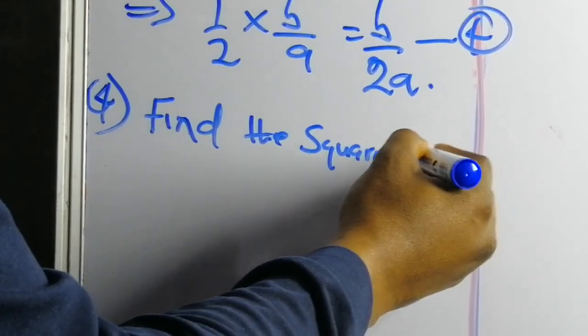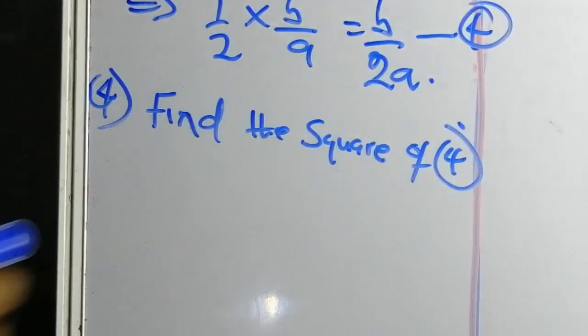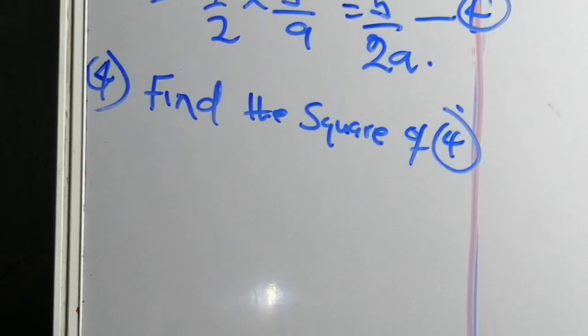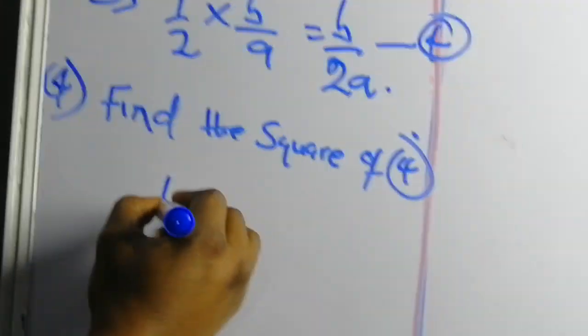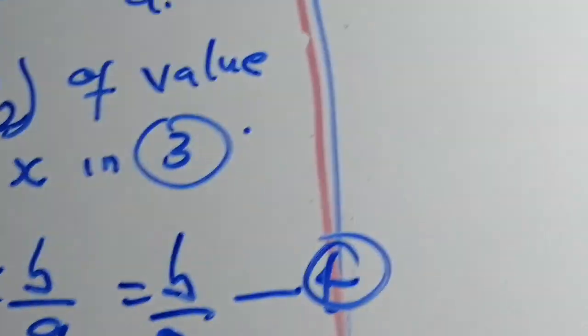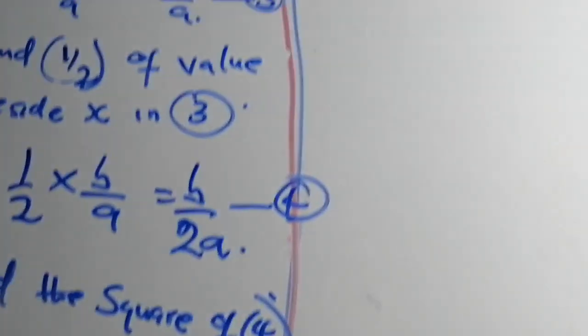Find the square of 4. It's as simple as that. I'm finding the square of 4. So what is 4? B over 2a. The square is what? B over 2a, squared. It's as simple as that.